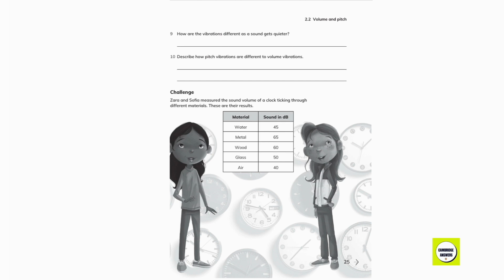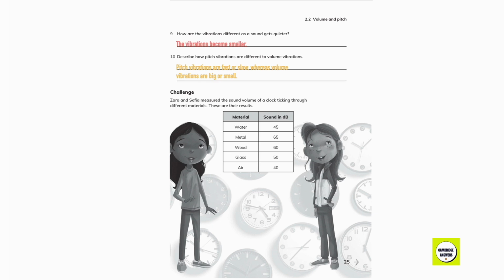How are the vibrations different as sound gets quieter? The vibrations become smaller. Describe how pitch vibrations are different to volume vibrations. Pitch vibrations are fast or slow, whereas volume vibrations are big or small.